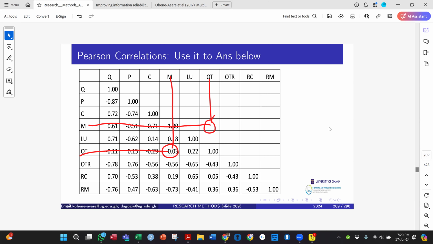OTR and RM, 0.36. 0.36. So you should be able to identify the correlation coefficient. That's the first one.